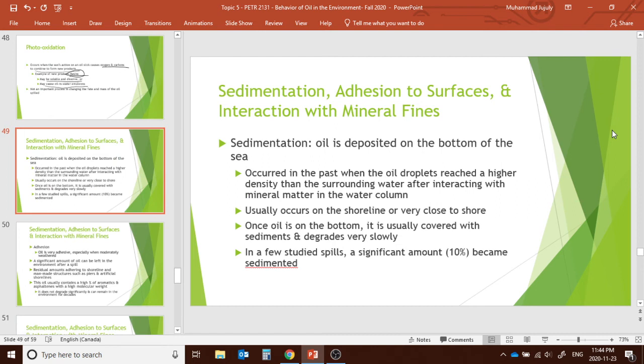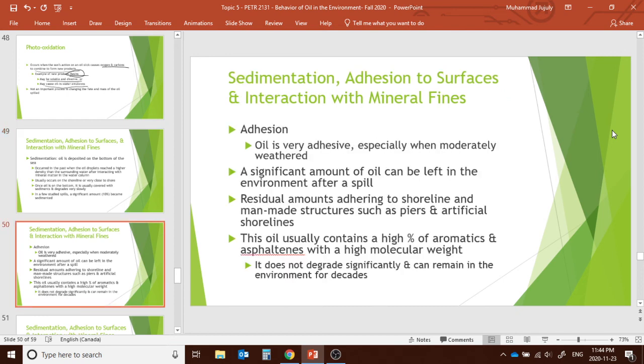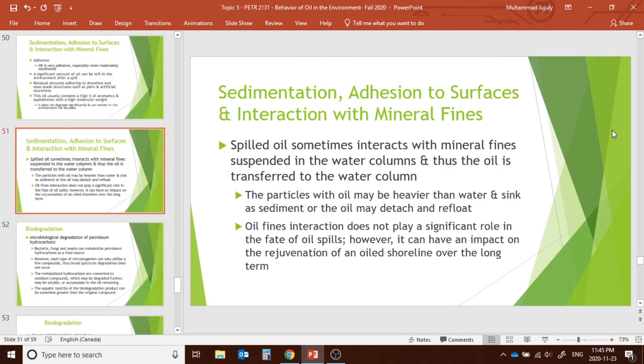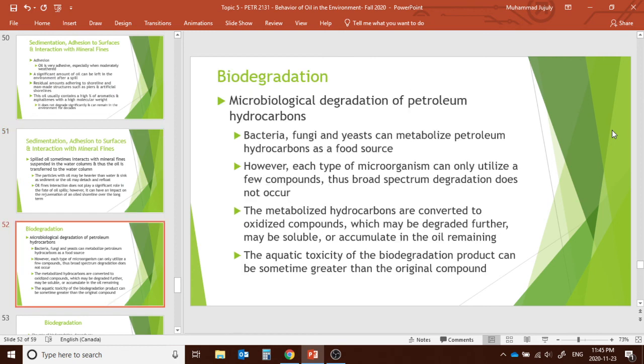Sedimentation, adhesion to surfaces, and interaction with minerals. Sometimes the spilled oil can actually interact with the sediments, and oil deposition can occur. Adhesion is similar, because oil is very adhesive to rock and different types of surfaces, so we have to be very careful on that. You can find all these in the slides.